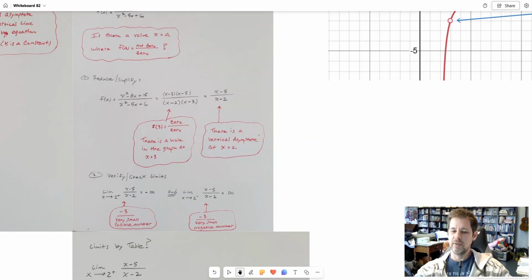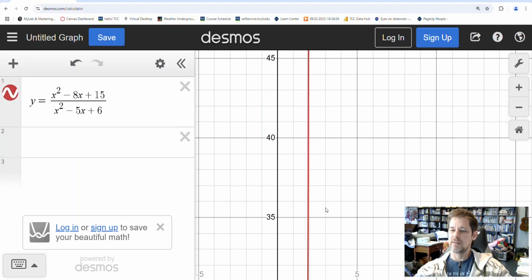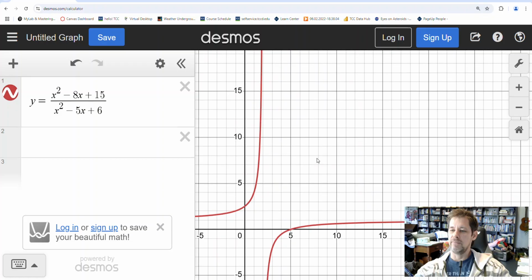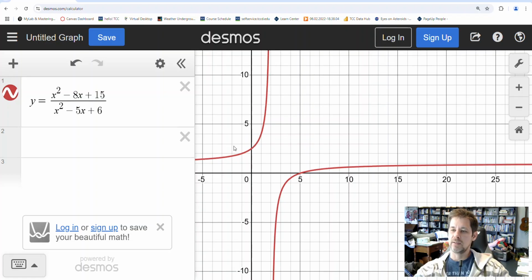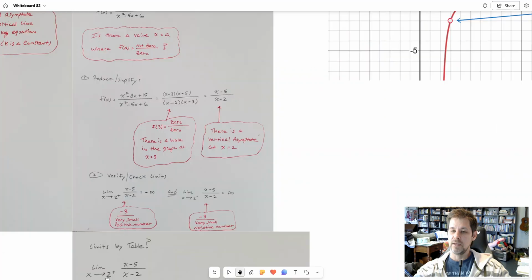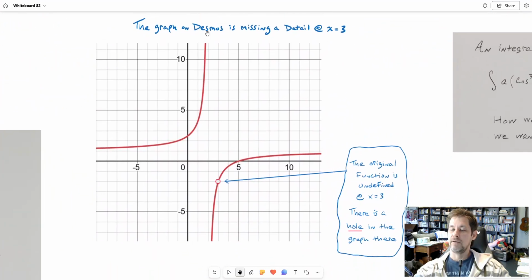Now, I was saying maybe the graph makes this obvious to you. Okay, maybe you think I can tell what the limit is by looking at the graph. There's no mystery to it. But I do think graphs are still imperfect. There might be some things that are not included on all graphs. So I do want to mention that the graph on Desmos is missing an important detail at 3.